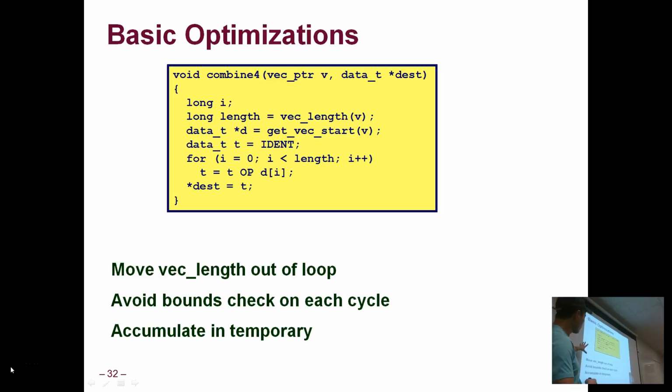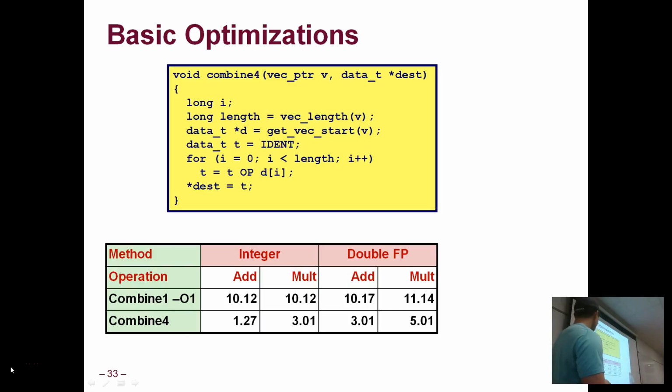So after you do all of the basic optimizations from what we just talked about, you can get all the way down to about a cycle on the addition per loop, and then three for the integer multiplication. For the floating point addition and multiplication, you can get this to 3 and 5 cycles per iteration. You can do better than this, though, and that's what the next class is. We're going to talk about additional ways to improve the performance of that loop.